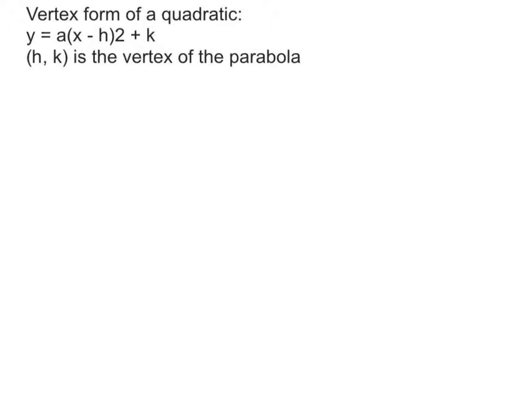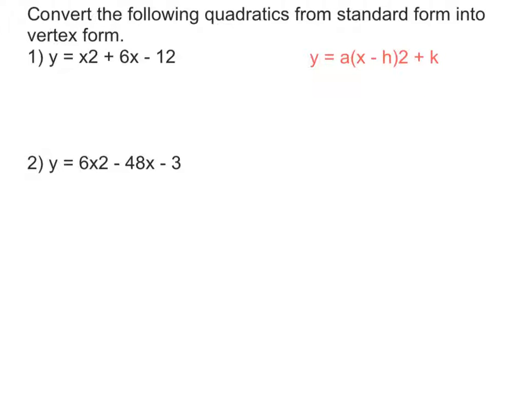I'm going to move on to the next slide. So the directions here ask us to convert the quadratics that we have given in numbers 1 and 2. They're currently in standard form. We want to turn them into vertex form. And so my goal here is to take these front two numbers and turn them into some quantity squared.